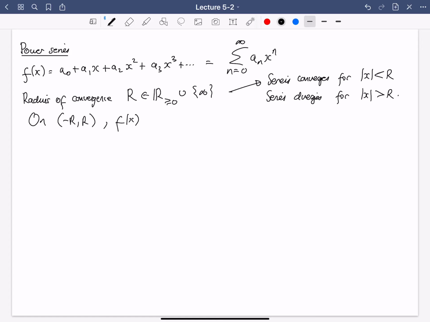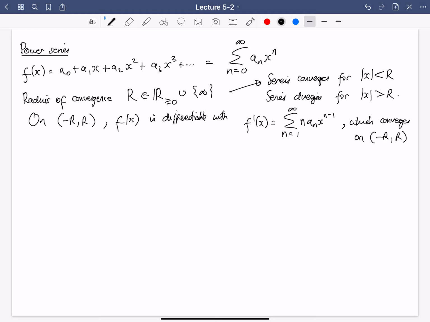And the theorem goes on to say that actually on that domain, the function is differentiable with derivative equal to what I call the term-by-term derivative of that series. And that term-by-term series also converges on this open interval minus r to r. Okay, so that's kind of the fundamental theorem about power series.